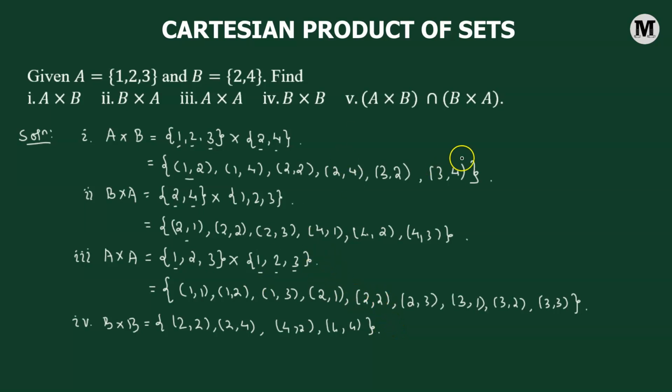Now coming to the fifth part of the problem, we need to find out the intersection of the Cartesian product of A and B with the Cartesian product of B and A. So that means we need to find out an element that is common to both the Cartesian product of A and B and the Cartesian product of B and A. So here we observe that we consider this ordered pair 2, 2. So that is present in both of the two sets. So that means our set is going to contain one ordered pair 2, 2. There are no other ordered pairs that are common to both of them, so it's going to contain a single element, or single ordered pair.